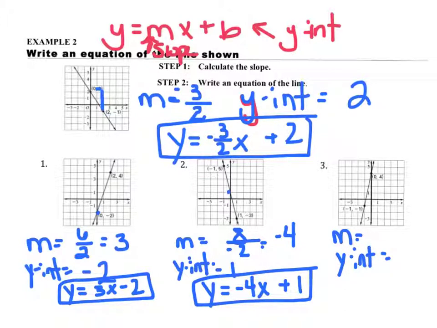Okay, so our slope, we're going to go up 1, 2, 3, 4, 5. We went up 5, and then we went a positive 1, so that's this positive 5 slope, and our y-intercept is at (0, 4), so the y-intercept is at 4. So to write this equation, I would have y is equal to 5x plus 4.